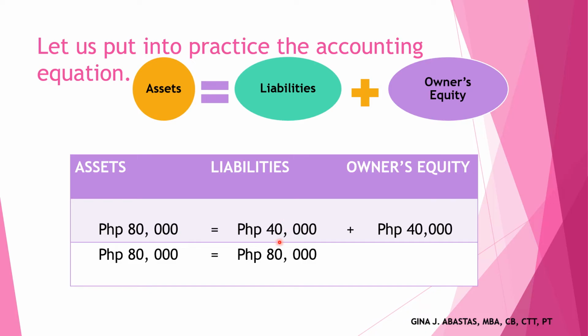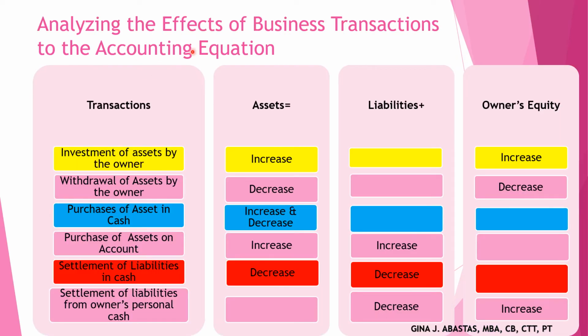So to get the liabilities, your formula should be assets minus owner's equity. Or if you are looking for the owner's equity amount, it should be assets minus liabilities. And if you're looking for the assets, it should be liabilities plus owner's equity. So the accounting equation shows that for every debit, there must be an equal credit.